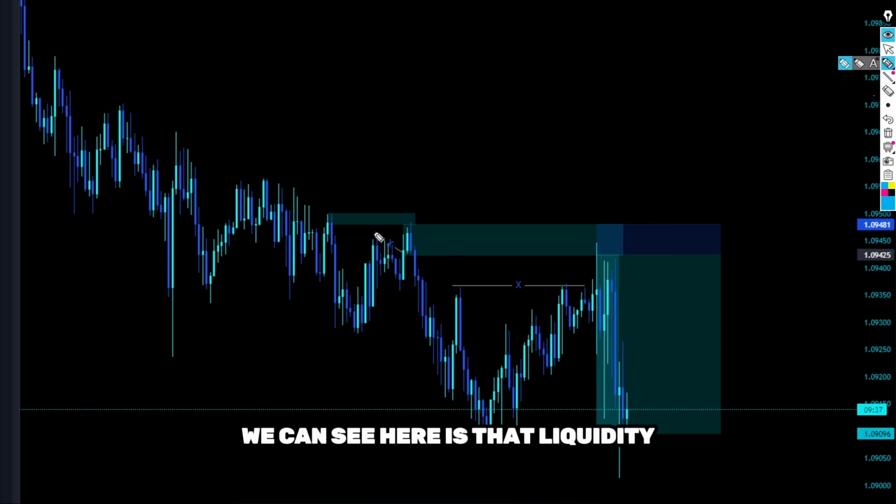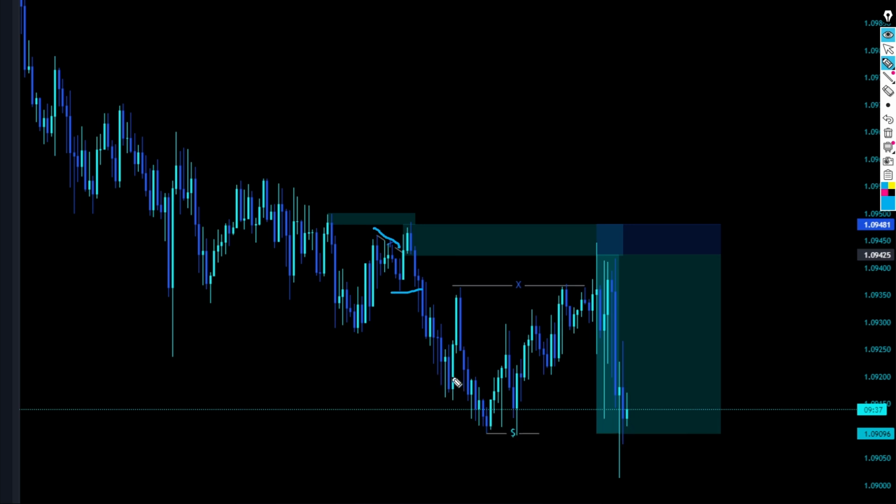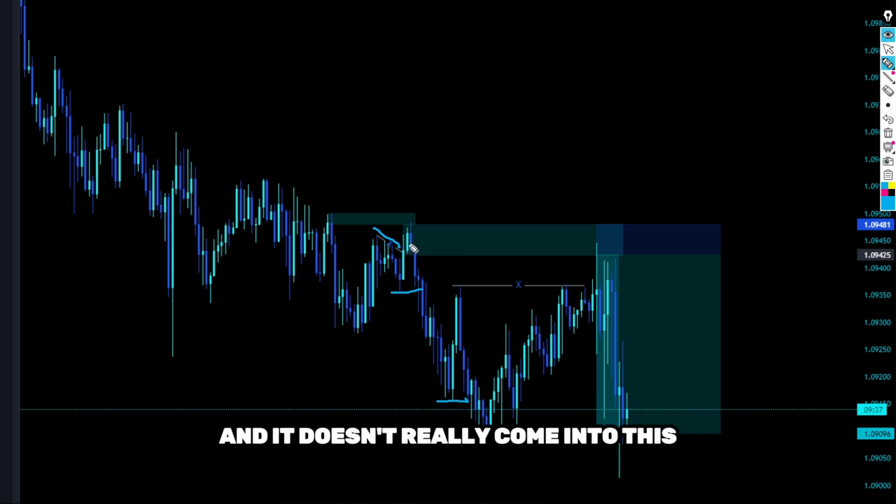We can see here is that liquidity that is created that we all usually look for. Price creates that change of character, right? But now it's what we start to look for after the change of character. As you can see, price breaks another low after retracing to the upside, and it doesn't really come into this extreme zone right over here. It instead reverses off of this indecision candle.